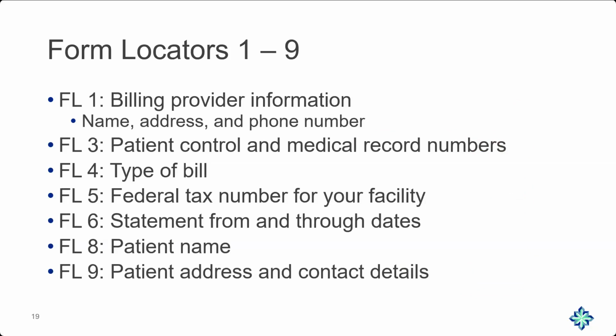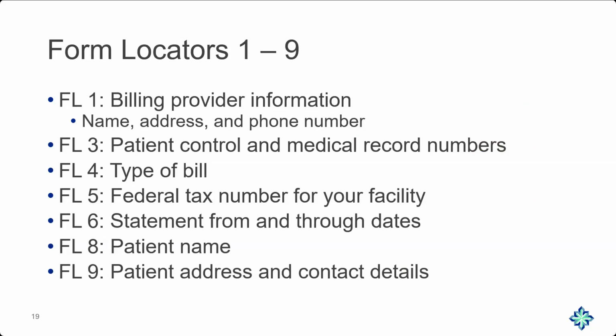So starting with form locator 1, this is the billing provider information and includes the name, the address, and the 9-digit zip code and phone number. If you read in the manual, it also mentions fax number. You can add your fax number if you still use one regularly and you want to include it, you can. But I think that's kind of maybe an outdated thing right now.